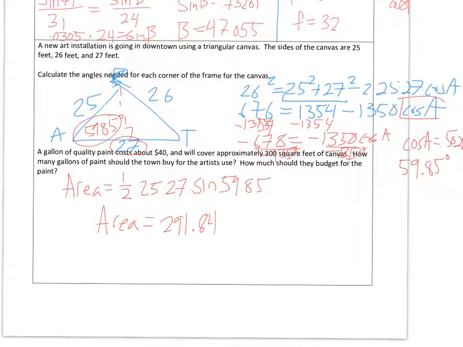291.8, and we were talking about feet there. This is feet here. That's about 300 square feet. So this makes sense if this would be about 1 gallon. So we're looking at about $40 of a budget.